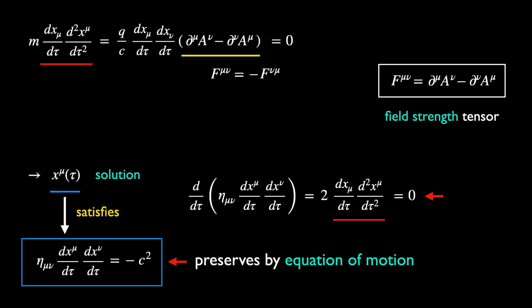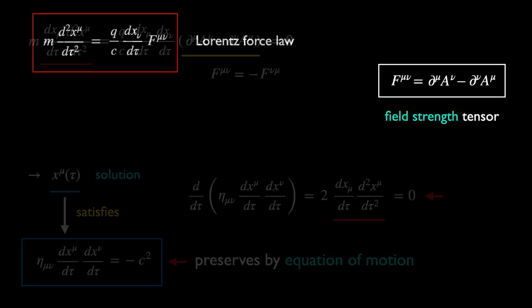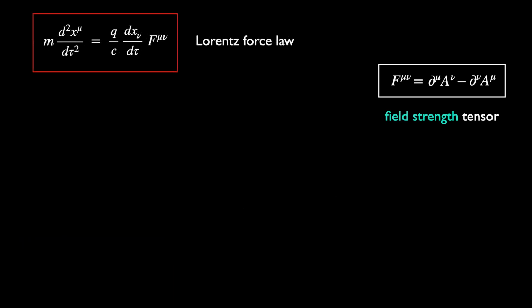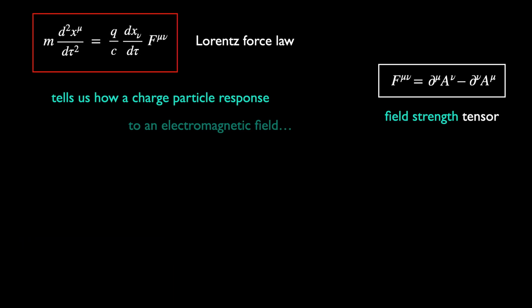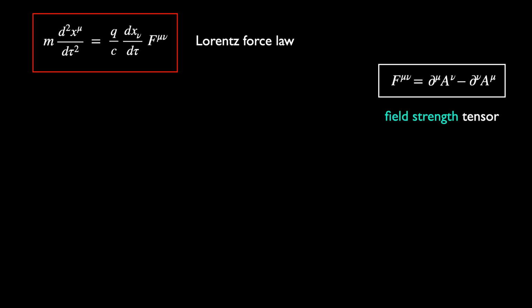This would look like a very lucky accident if we had not known about the parameter invariance of the action. This equation tells us how a charged particle responds to an electromagnetic field. It is the covariant version of the familiar Lorentz force. This is a vector equation under Lorentz transformation, as both the particle's acceleration and velocity are vectors, and as we shall show now, F mu nu is a tensor.